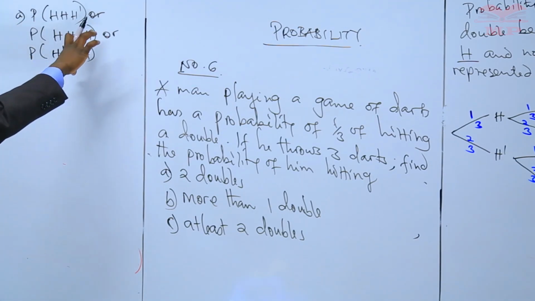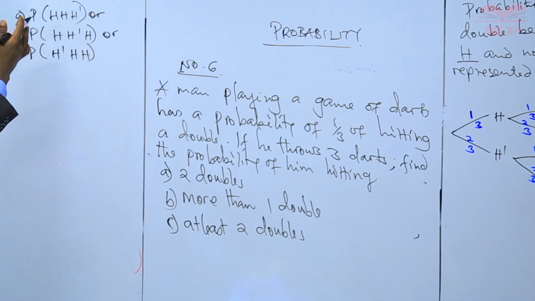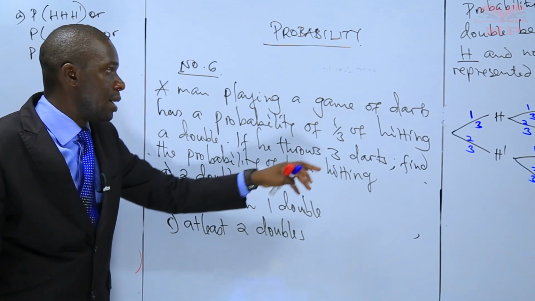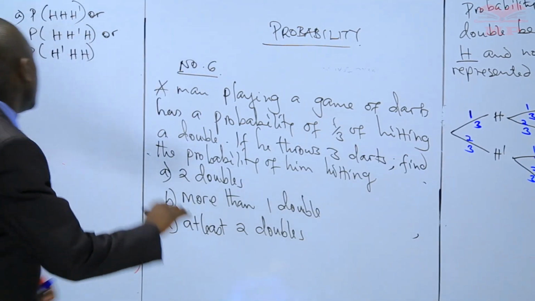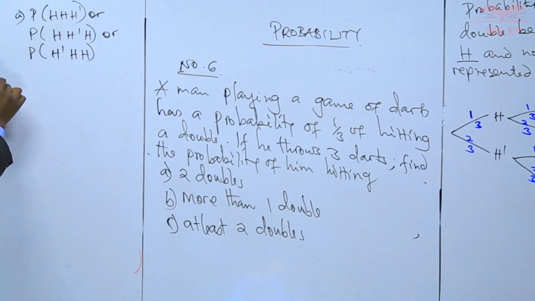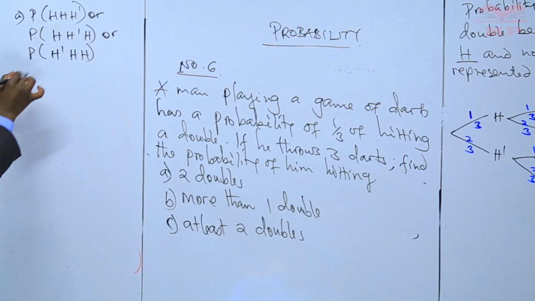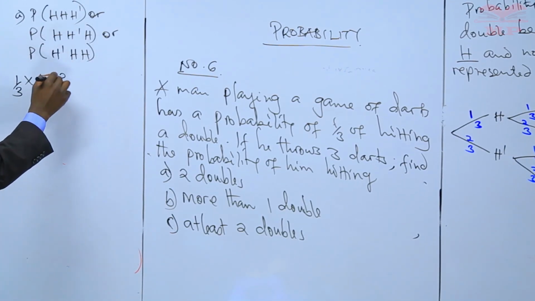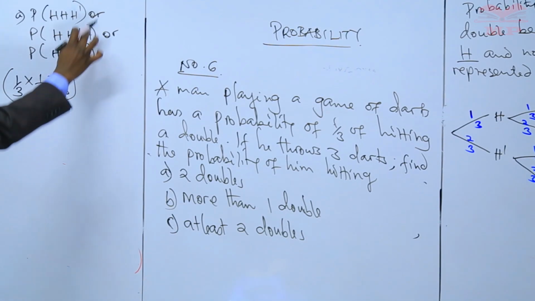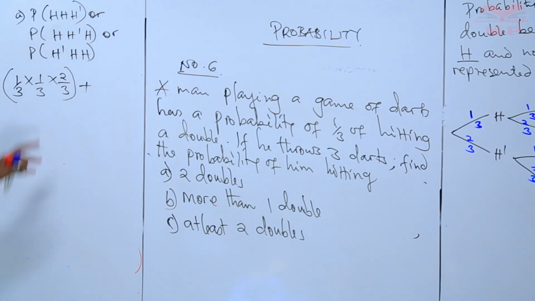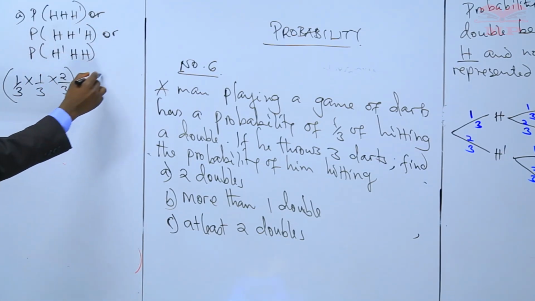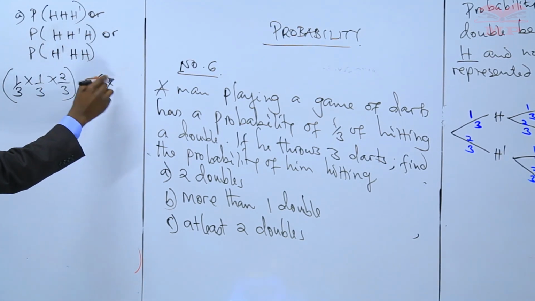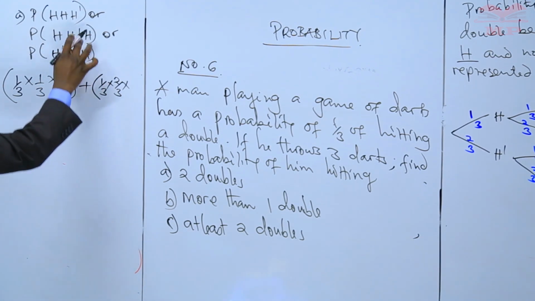Now, from here we can work on them. The probability of hit, hit, not hit. The probability of hit we have agreed is a third, and not hit is 2/3. So in this case, the probability of hit will be a third times the probability of another hit, a third, times the probability of no hit, 2/3. Or means plus, and therefore the probability of a hit here will be a third, no hit 2/3, hit a third.